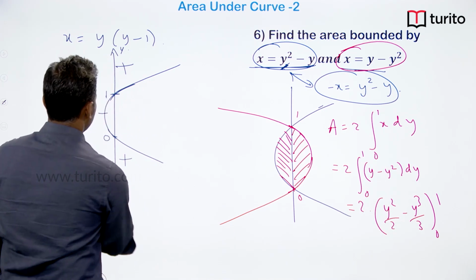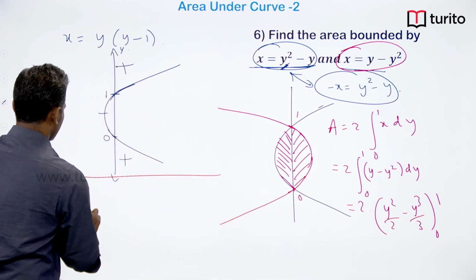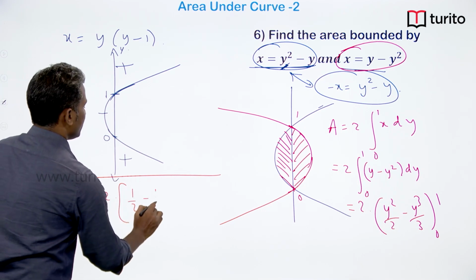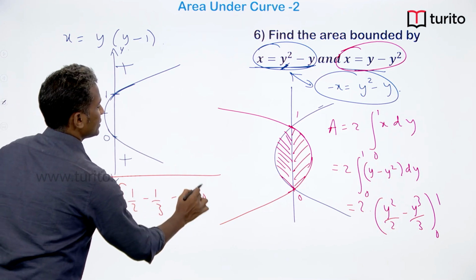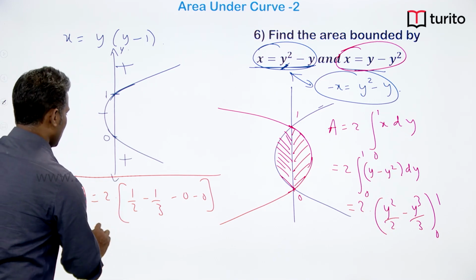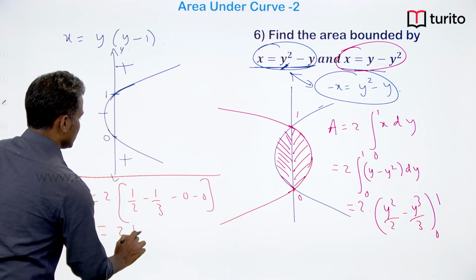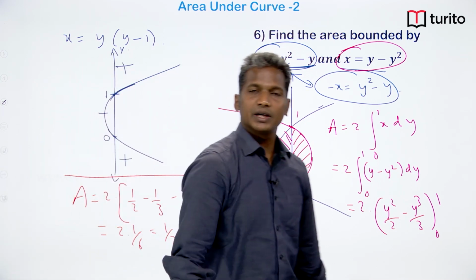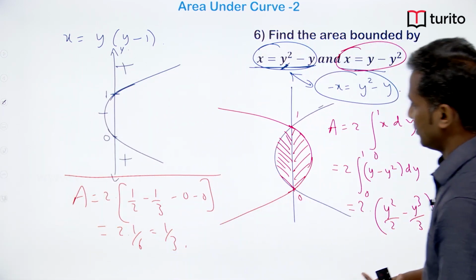So area is equal to 2 into, if I put 1, I will get 1 by 2 minus 1 by 3. If I put 0, I will get zeros only. So basically I will get 2 into 1 by 6, which is same as 1 by 3. So this way we can solve this problem. Come on, make a note of this.